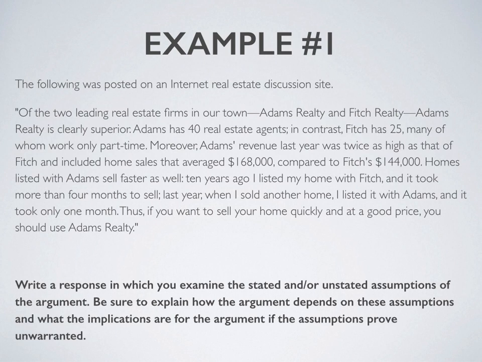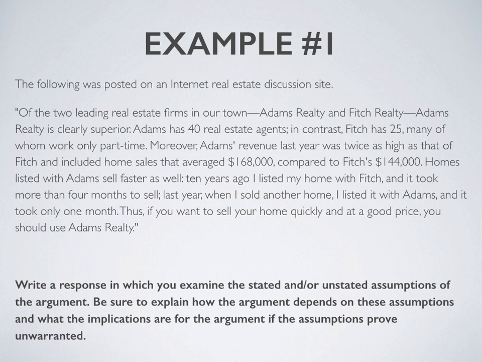Let's go over what the author says once before identifying the argument and the assumptions. Okay, let's go over the last line. The author's main point here is to tell us, hey, if you want to sell your home quickly and at a good price, you should use Adams Realty. This is his argument. This is what he wants to prove with the entire paragraph that he's written. What comes above is what he thinks will support the argument. But the underlying argument is, if you want to sell your home quickly or at a good price, you should use Adams Realty and not Fitch Realty.